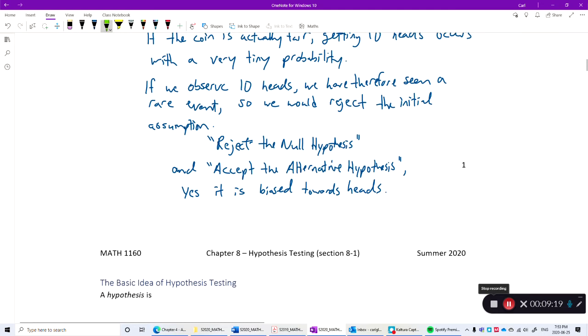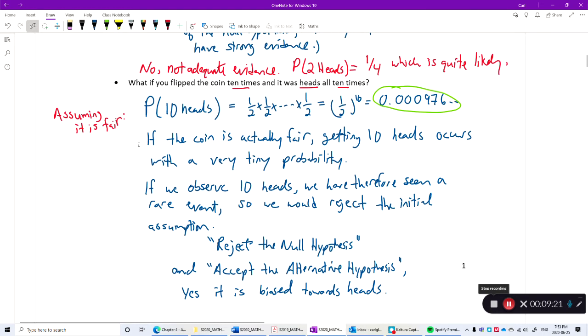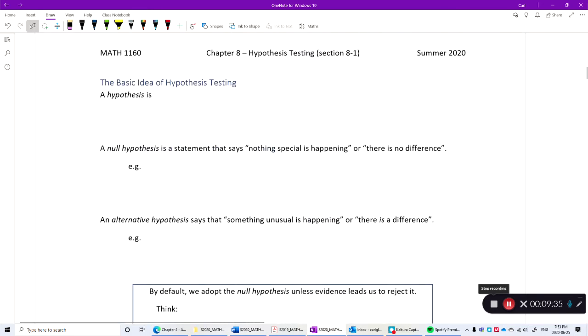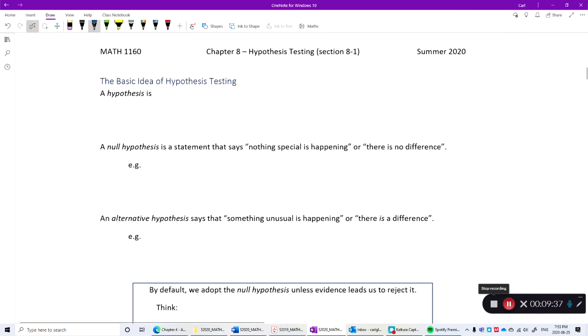So all right, that's the kind of logic we're going to use over and over again. But we're going to make it a bit more formalized and more of a procedure that has a step-by-step process. Okay, so let's get some definitions going here. What is a hypothesis? A hypothesis is always a statement about a population parameter. It's a mathematical statement about a population parameter.